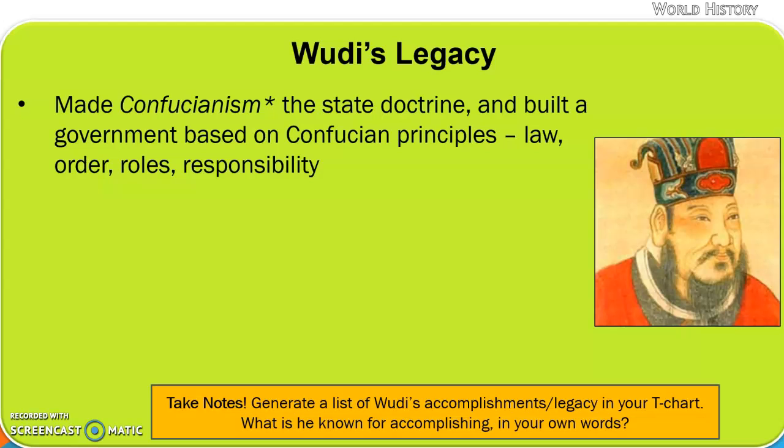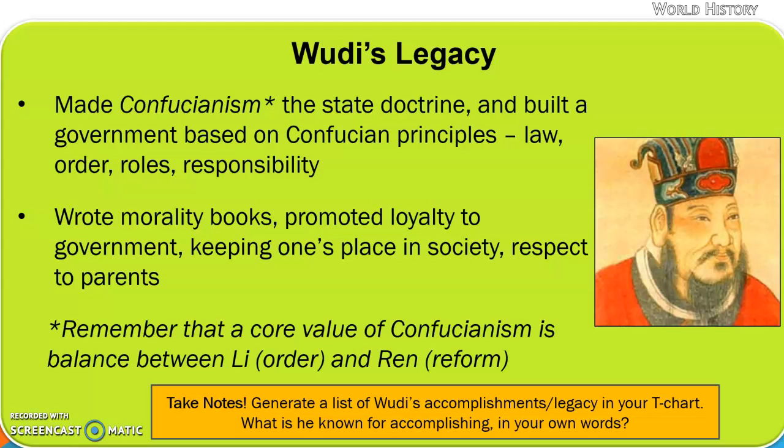Wu Di's legacy. He made Confucianism the state doctrine. Okay, this is something you'd want to write down. And this really became the basis for a lot of Chinese law, order, roles, responsibilities. He wrote morality books, promoted loyalty to government, keeping one's place in society, and respect to parents. Remember all these core values of Confucianism.